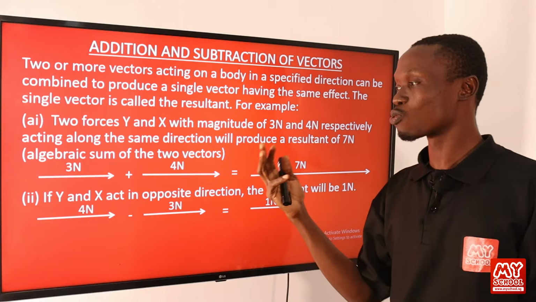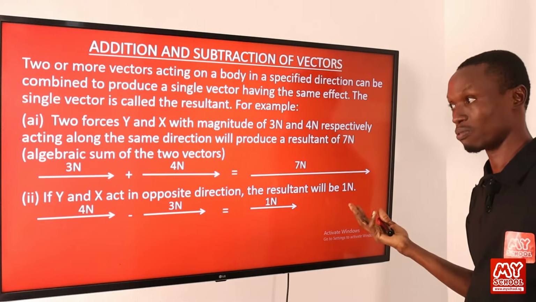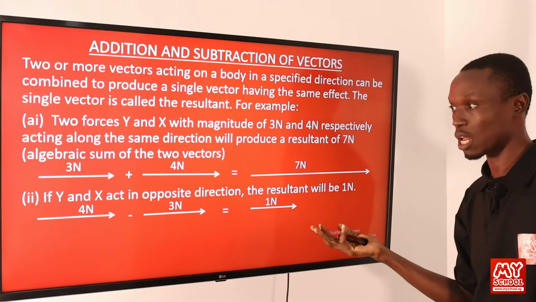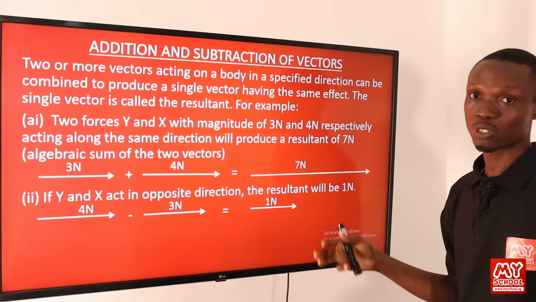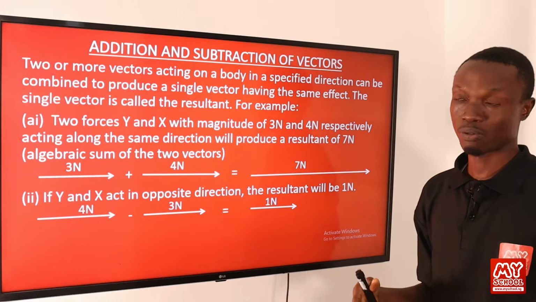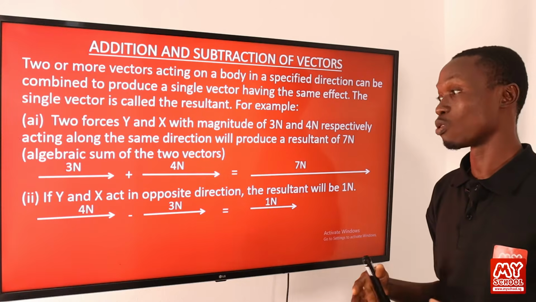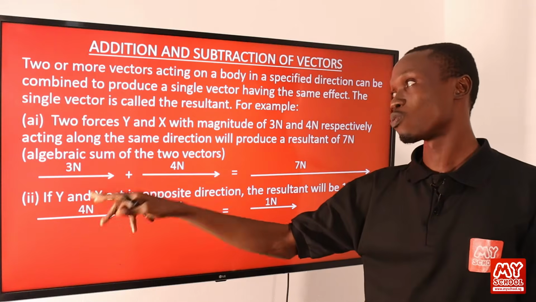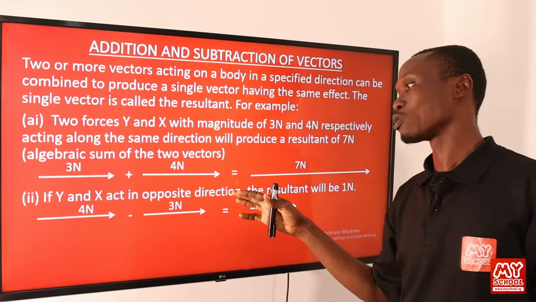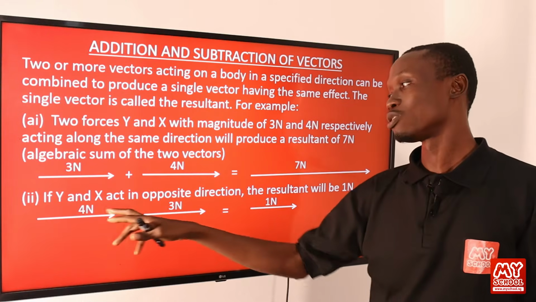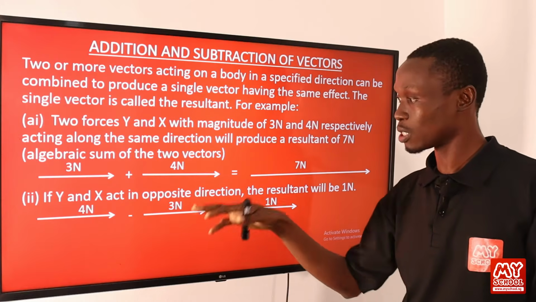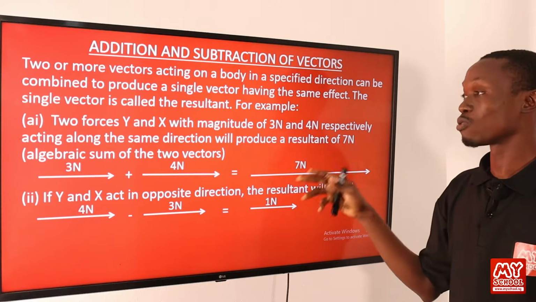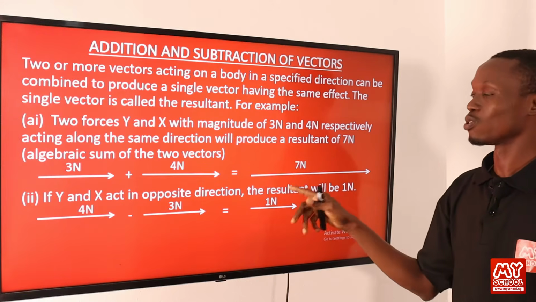Some other time the two vectors can be acting in opposite directions, which is example 2. If Y and X act in opposite directions, what will be the resultant? In that case, since they are acting in opposite directions, you simply subtract the magnitudes of the two vectors. One of the forces is 4 Newton, while the other is 3 Newton. So we have 4 minus 3, and that gives us 1 Newton. So the resultant of the vectors in this case is 1 Newton.